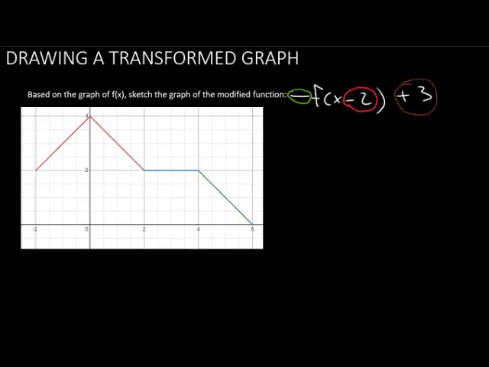Each of these modifiers will change the picture. Based on that, we can sketch the graph. Let's go over what the modifiers mean. We'll start with the plus 3 on the outside. Numbers on the outside are called vertical shift modifiers.